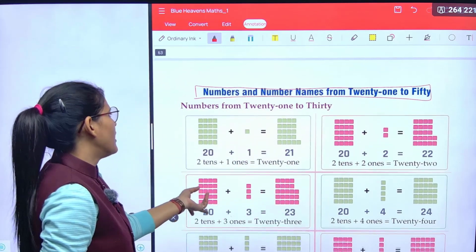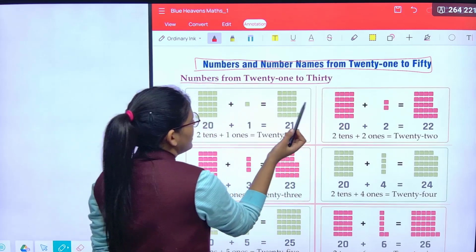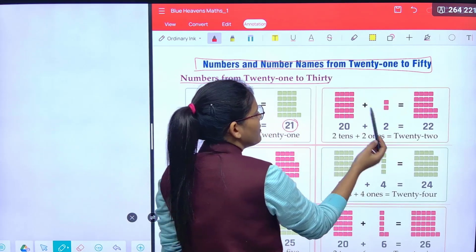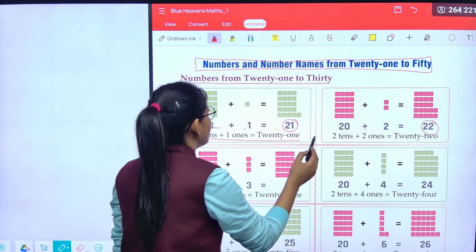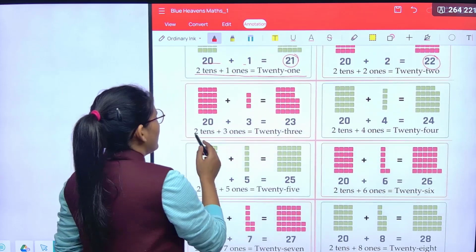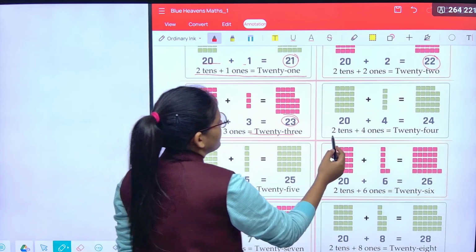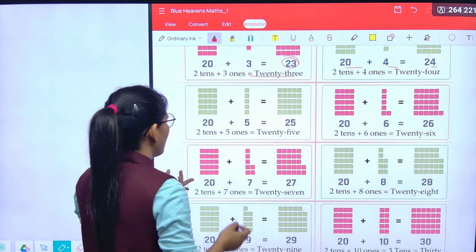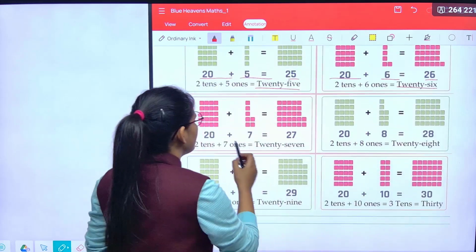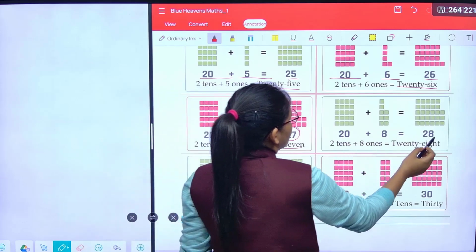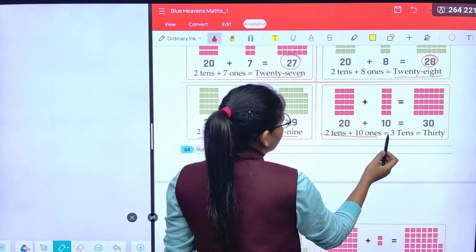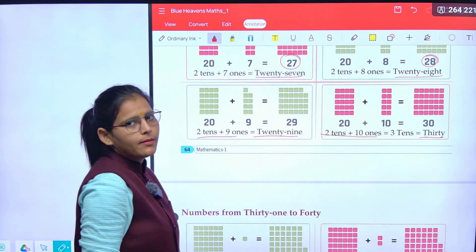Now class, numbers from 21 to 30. 20 plus 1, 21. 20 plus 2, 22, that is 2 tens plus 1 one, 21, 2 tens plus 2 ones, 22. 20 plus 3, 23. 20 plus 4, 24. 20 plus 5, 25. 20 plus 6, 26. 20 plus 7, 27. 20 plus 8, 28. 20 plus 9, 29. 20 plus 10, 30.